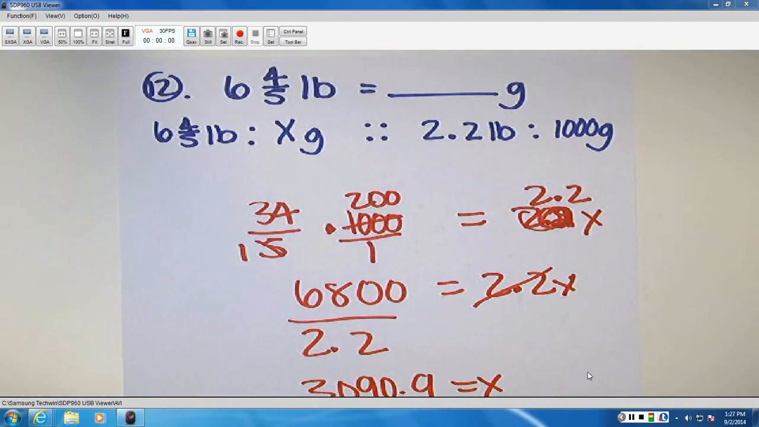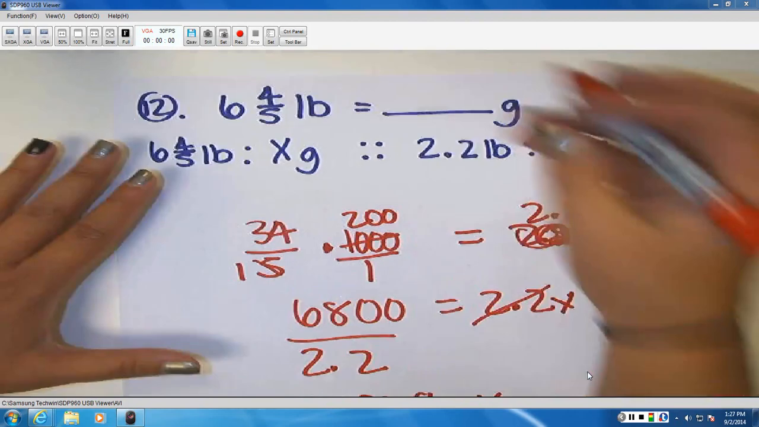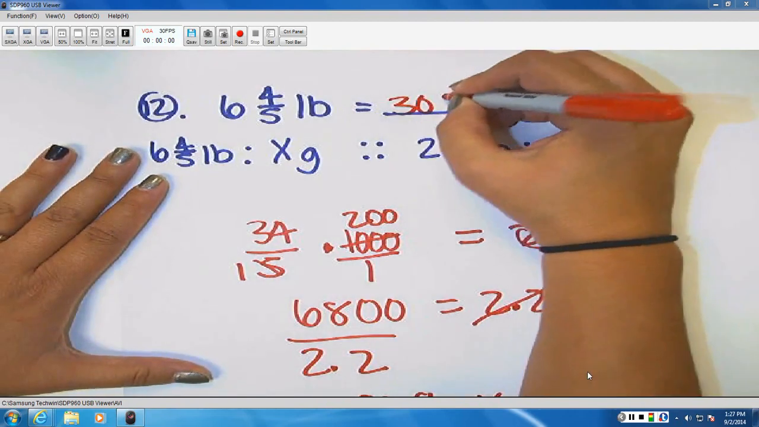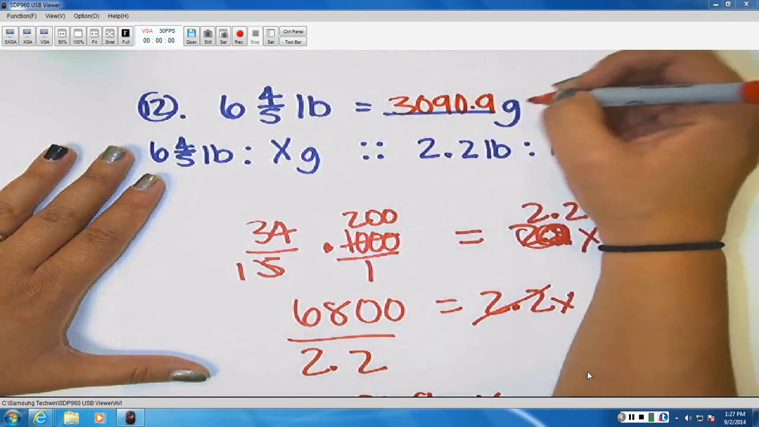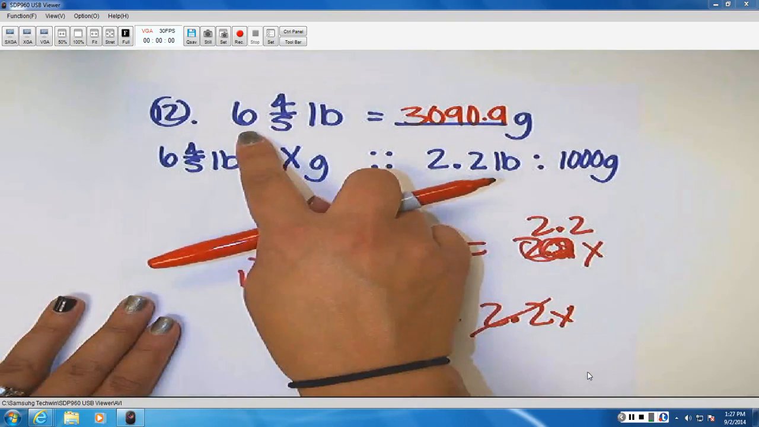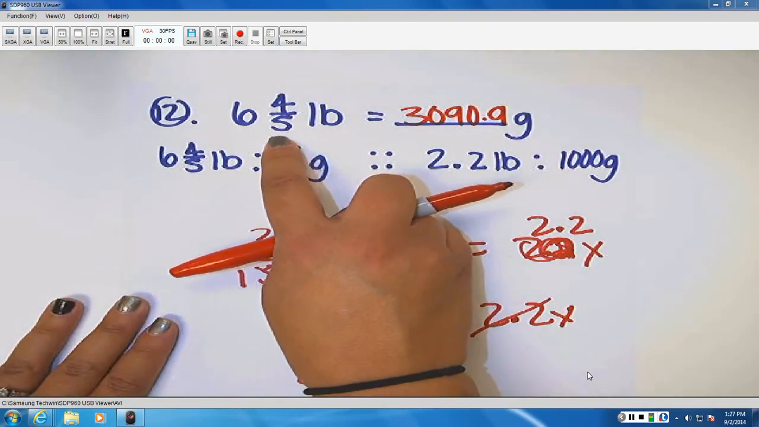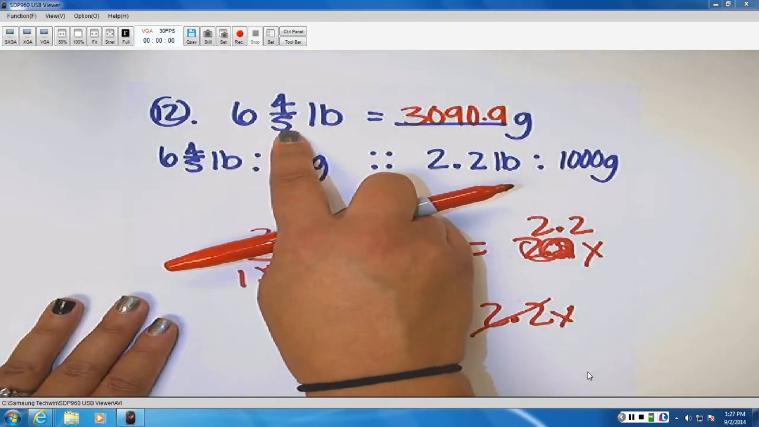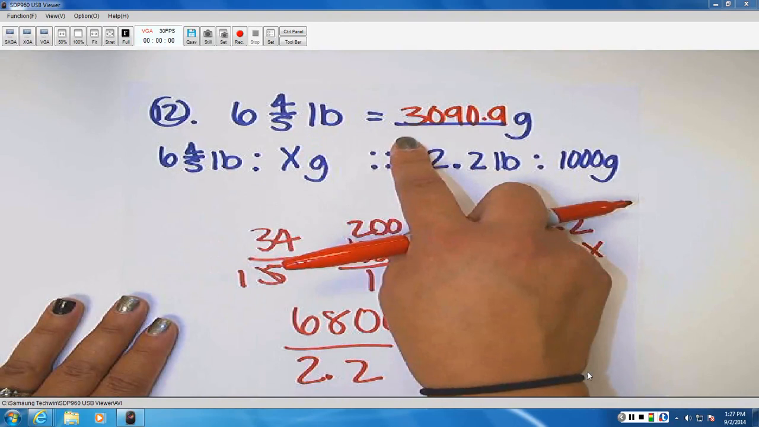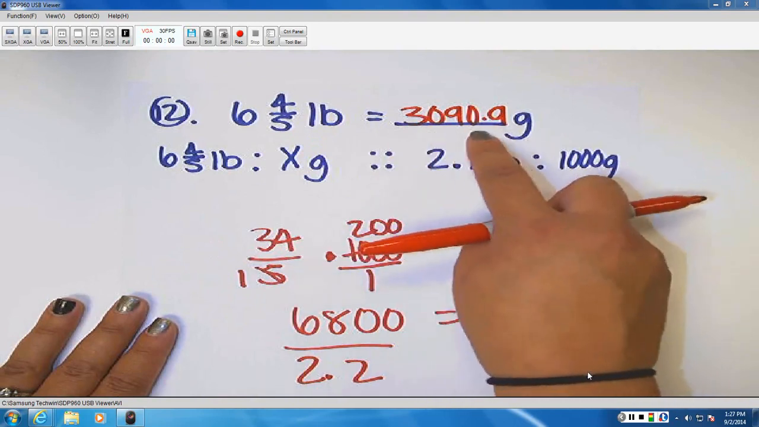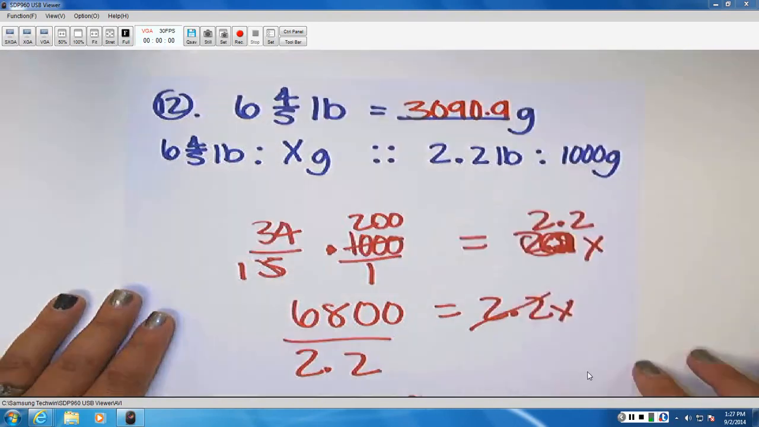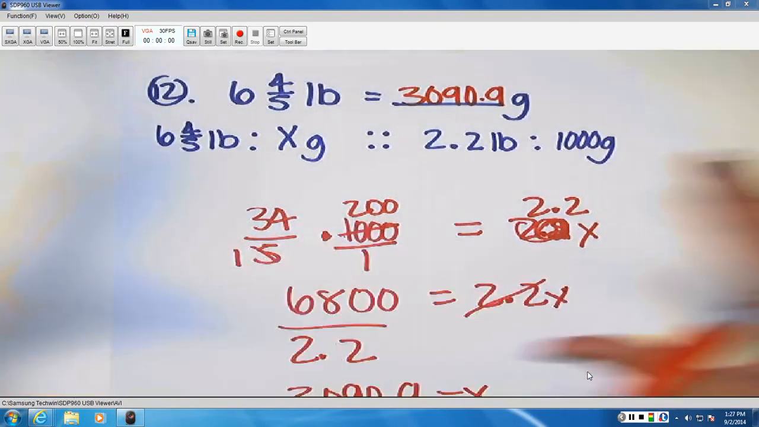It doesn't really matter unless the book specifies where they want you to take the decimal point out to. I would just take it to the 10th or the 100th spot. So here I took it to the 10th. So my answer is 3090.9. So 6 4/5 pounds equals 3,090.9 grams.